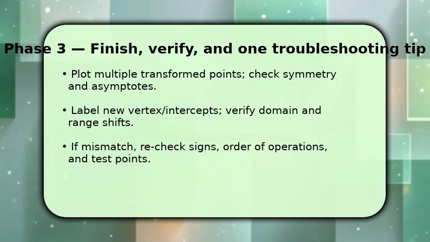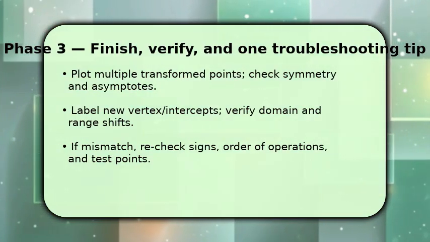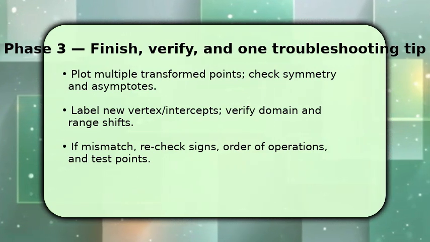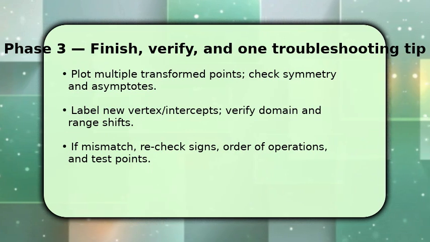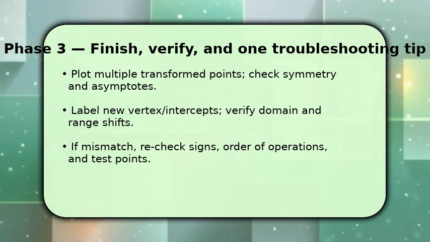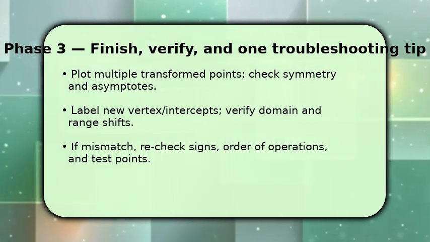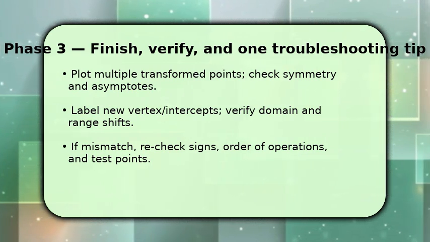Finish by plotting several transformed points and verifying global features like symmetry, vertex, and any asymptotes. This ensures the entire graph moved consistently. Label the new intercepts and state the shifted domain and range explicitly so nothing is ambiguous.